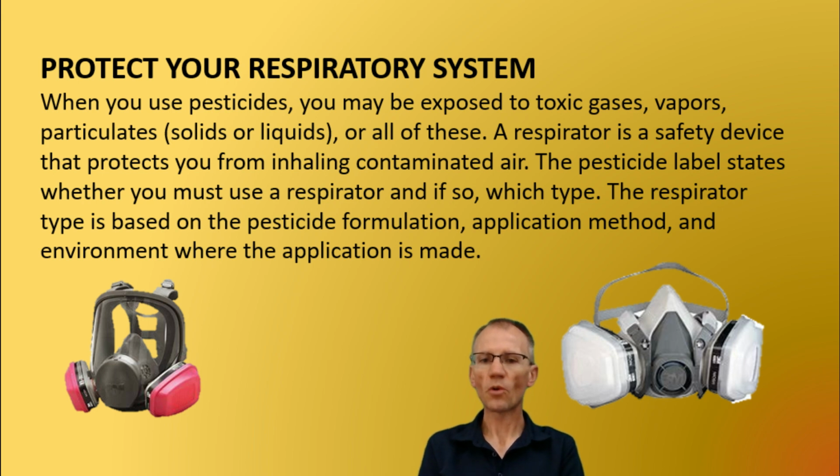Protect your respiratory system. When you use pesticides, you may be exposed to toxic gases, vapors, particulates, solids or liquids, or all of these. A respirator is a safety device that protects you from inhaling contaminated air. The pesticide label states whether you must use a respirator, and if so, which type. The respirator type is based on the pesticide formulation, application method, and environment where the application is made.